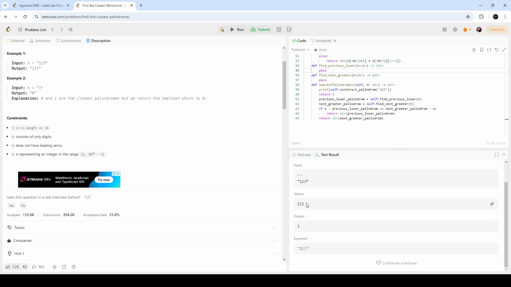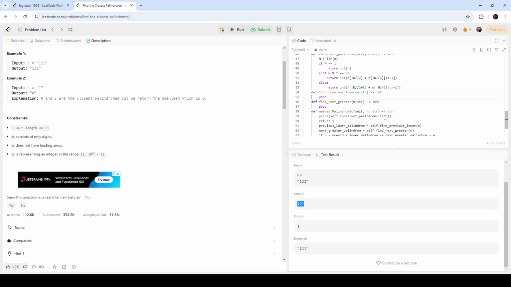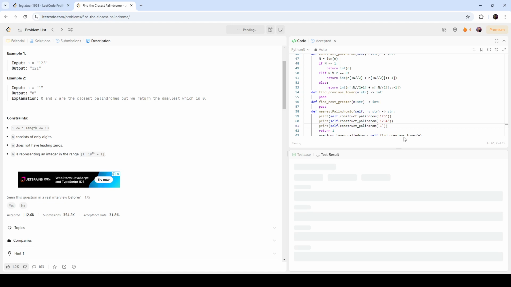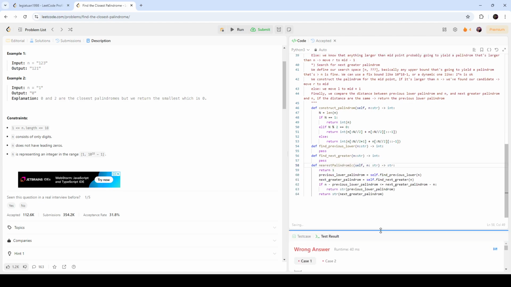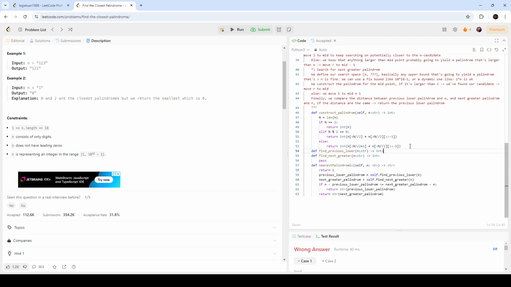Okay, so we get 1 to 1. I think that's correct. Let's include an even length, and then also if the length is 1, right? See it work correctly. Yep, okay. So now we have our construct palindrome. We're going to do our find previous lower.